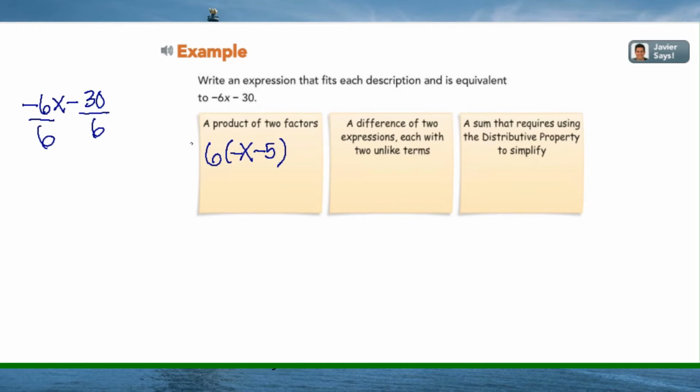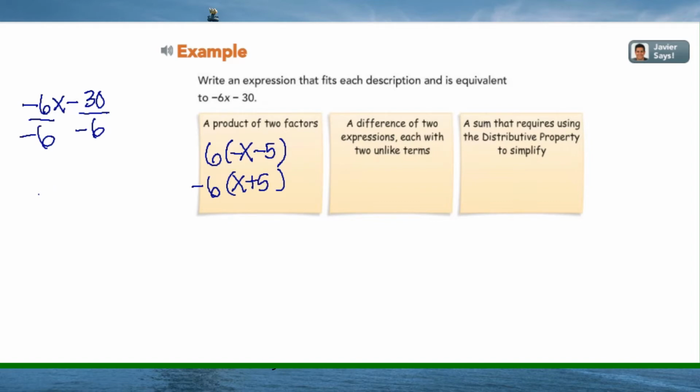Now we can pull out another number. Let's go ahead and use a negative 6. Now if we factor out a negative 6, what goes inside of the parentheses? Well, negative 6x divided by negative 6 is x. And negative 30 divided by negative 6 is a positive 5.